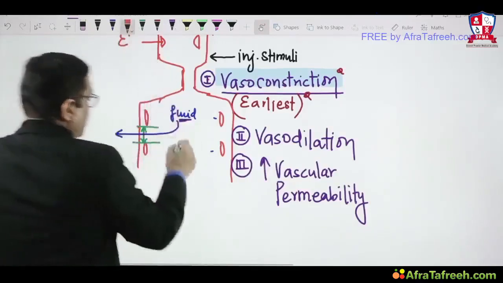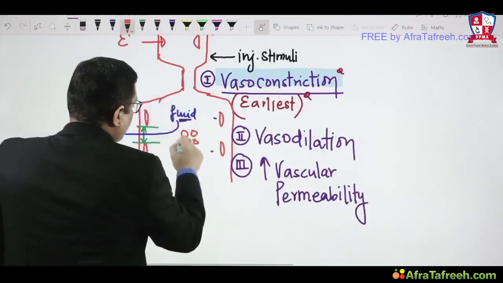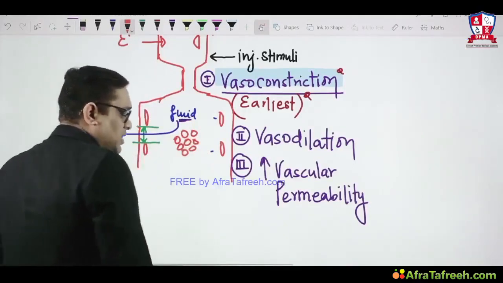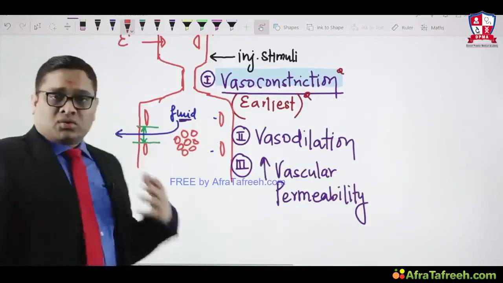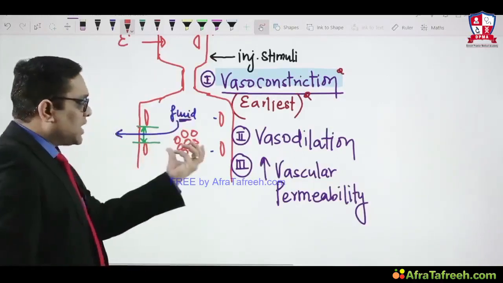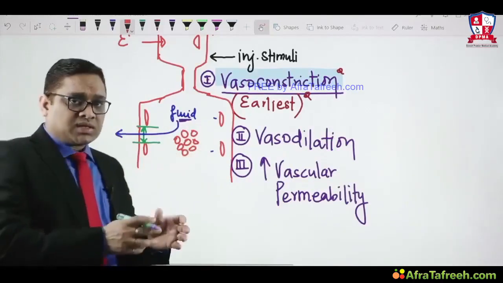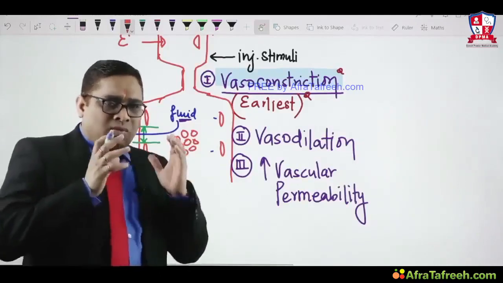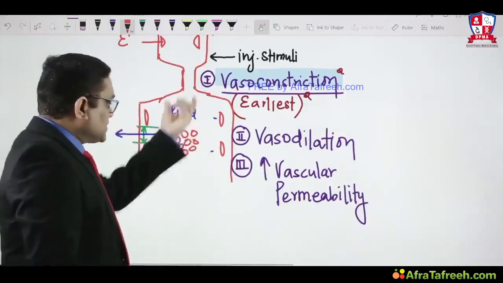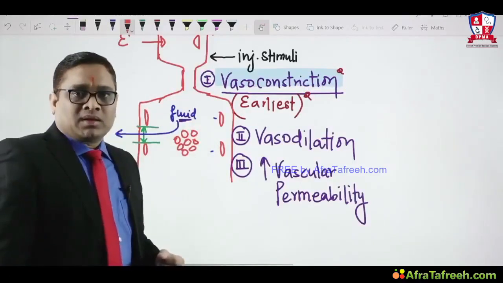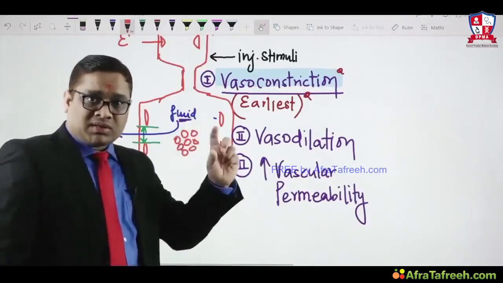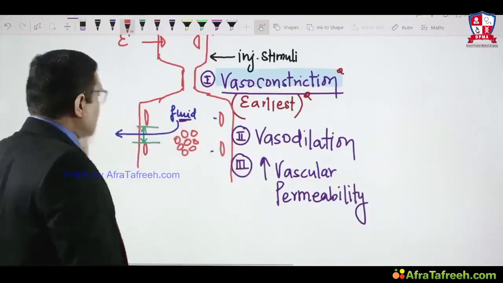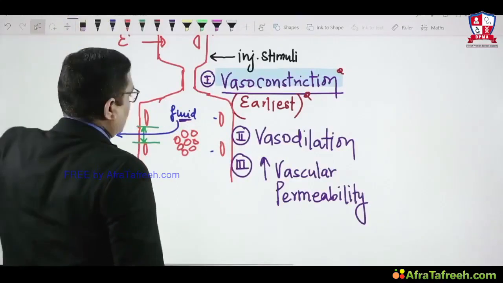When fluid is leaking outside, what will happen? The RBC count, or you can say the cell count, will be increased within the lumen, and fluid is going outside. If the number of cells is more and fluid is less, what will happen to the viscosity, and to the movement of the cells within the lumen? Viscosity will be increased and blood flow will be decreased because fluid is less. That is how we can understand the fourth step in acute inflammation.